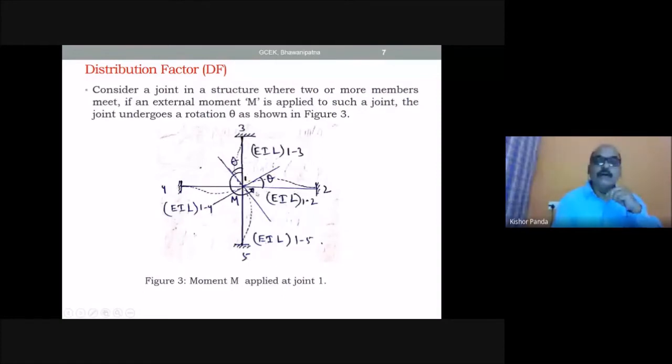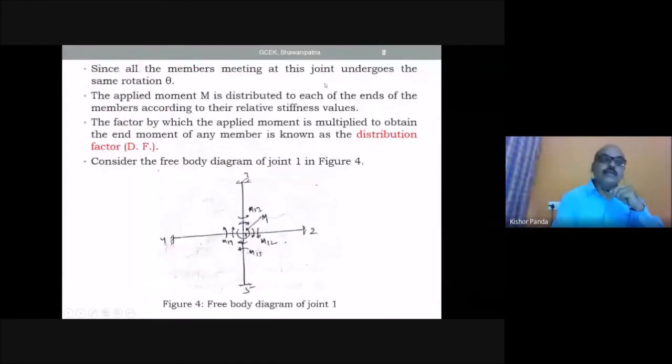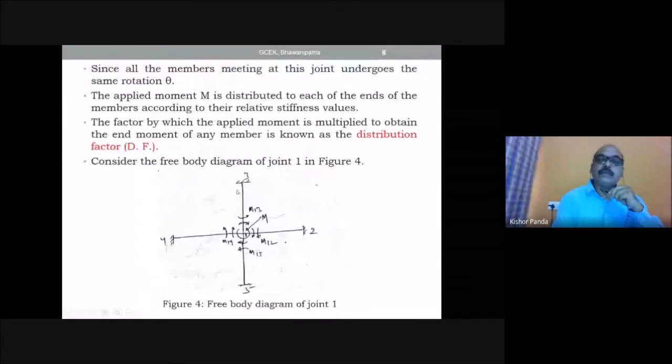Similarly, the stiffness EI is EI12, with moments of inertia I12, I13, I14, and I15. These are different for different members. Since all the members meeting at this joint undergo the same rotation theta, the applied moment M is distributed to each of the ends of the members according to their relative stiffness values.